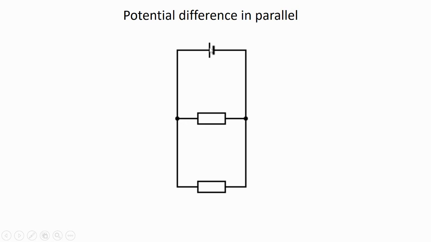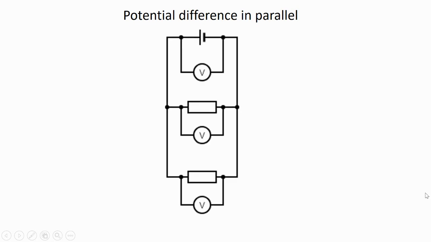So if you had 6 volts at the start and you went over the top branch, you would also have 6 volts. If you went on the bottom branch, you would also have 6 volts. When you get to the other side, you will have 0 volts left until you go back to the battery, and then you pick up 6 volts again. So potential difference in parallel is going to be the same on any parallel branch.